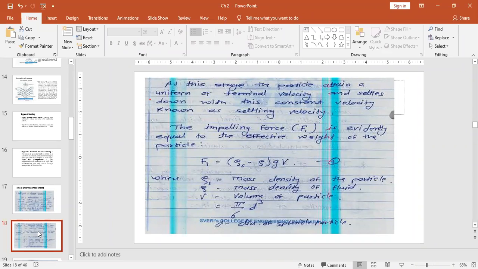Now we'll see what this impelling force is. The impelling force is usually denoted by the equation F1 = (rho s - rho) into g into v, where rho is the density of fluid and rho s is the density of the particle. Here the fluid is water. Then the volume of the particle is taken as pi by 6 into d cube. Why pi by 6 into d cube? Because in a sedimentation process, we usually take a spherical particle, whose volume is pi by 6 into d cube, where d is the diameter of that spherical particle. Understood? So when we equate these two forces, we will get the settling velocity.